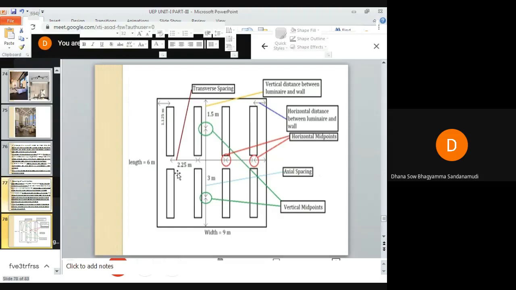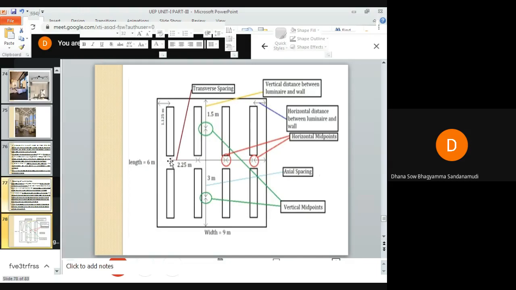You will start with this distance, which is the distance of this lamp with respect to this wall. It is the horizontal distance between the luminaries and the wall. The horizontal distance between the luminary lamp and the wall should be around 1.125 meters. This horizontal distance should be maintained from the wall towards the lamp.